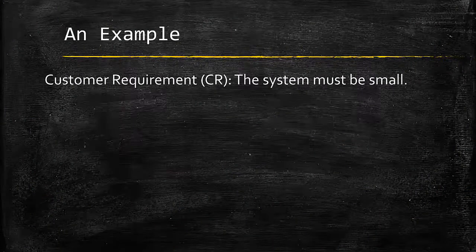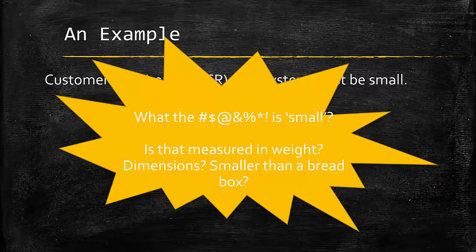All right, so let's look at an example. In this case, customer requirement, the system must be small. I've mentioned this one a couple times. What's wrong with this? Well, the problem is what the heck is small? Is it a measurement of weight? Is it a measurement of size? Is it smaller than a bread box? Define small. And without knowing anything else, you can't.